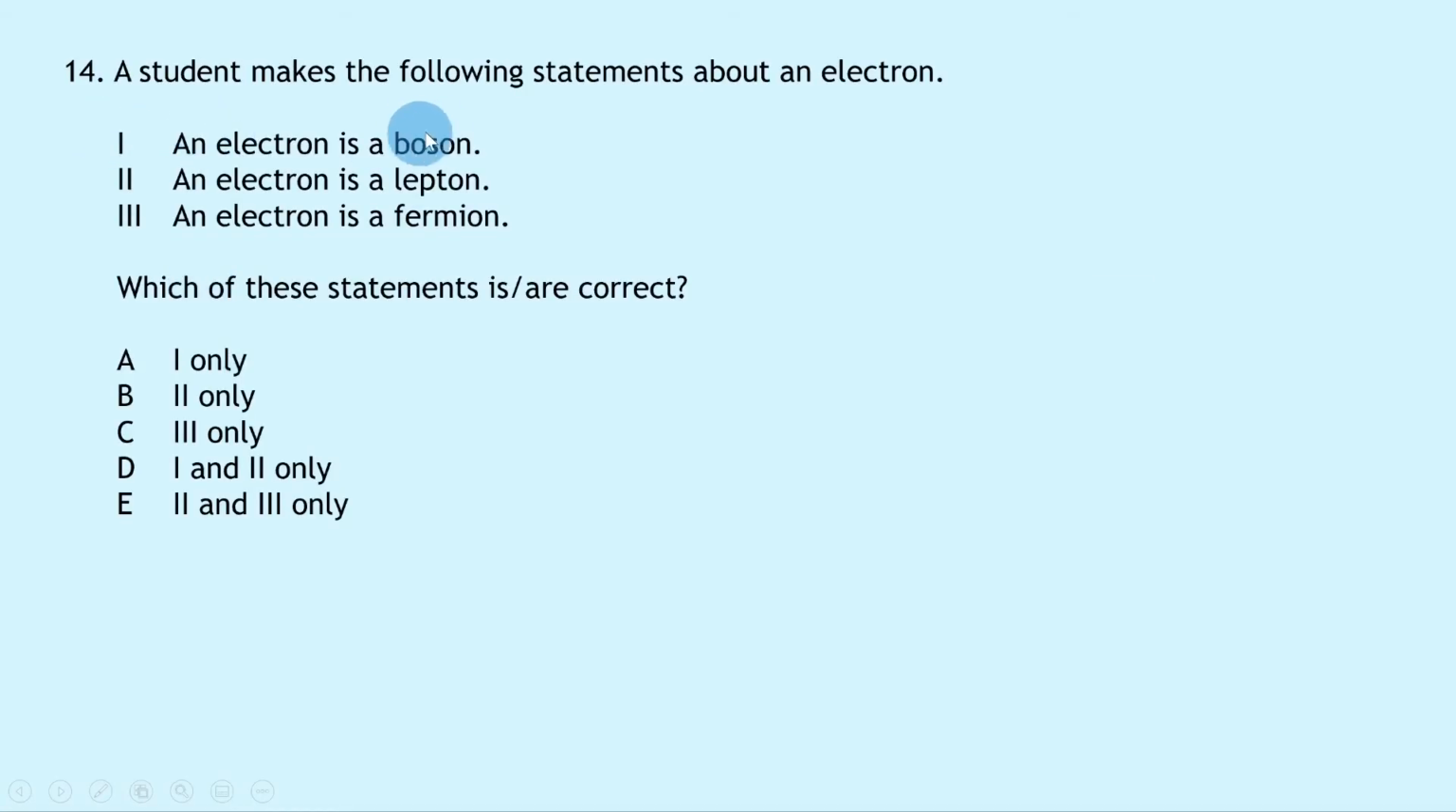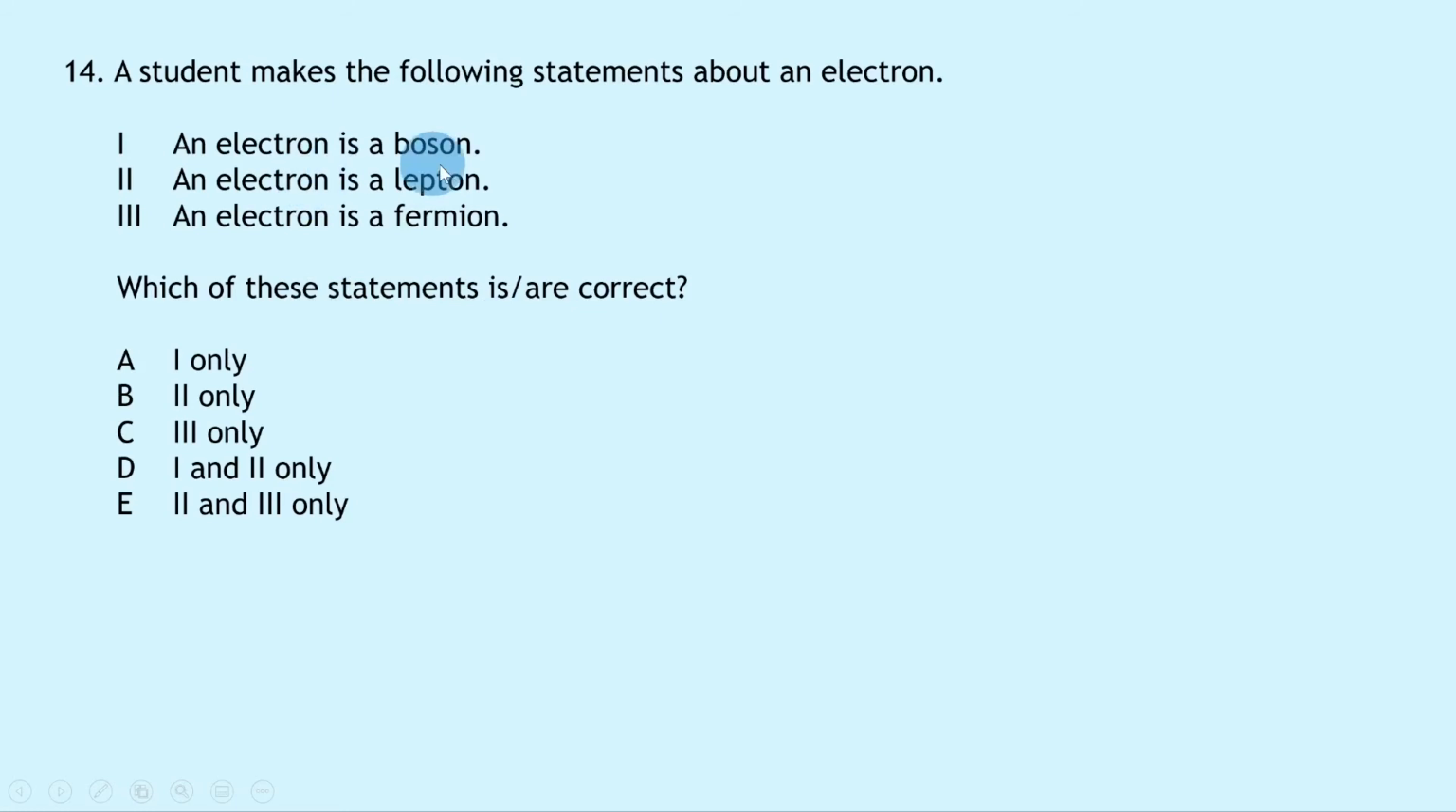Question 14 says a student makes the following statements about an electron. Statement 1 says an electron is a boson, Statement 2, an electron is a lepton, and Statement 3, an electron is a fermion. Which of these statements is or are correct? Well, this just relies on you knowing the breakdown of the standard model.